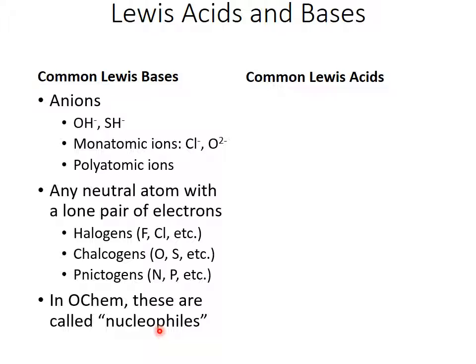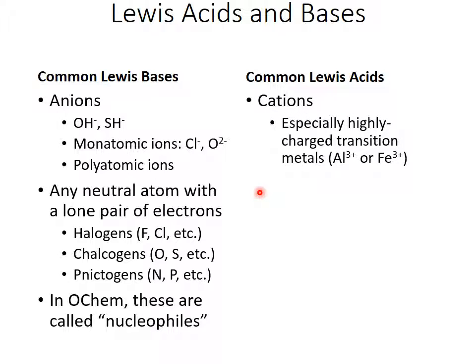So these Lewis bases are going to look for Lewis acids. Common Lewis acids include cations, especially highly charged transition metals. Think aluminum or iron 3+, think chromium 4+, or chromium 6+. That's because these species have a lot of positive charge that they want to balance out by interacting with the negative charge of electrons.